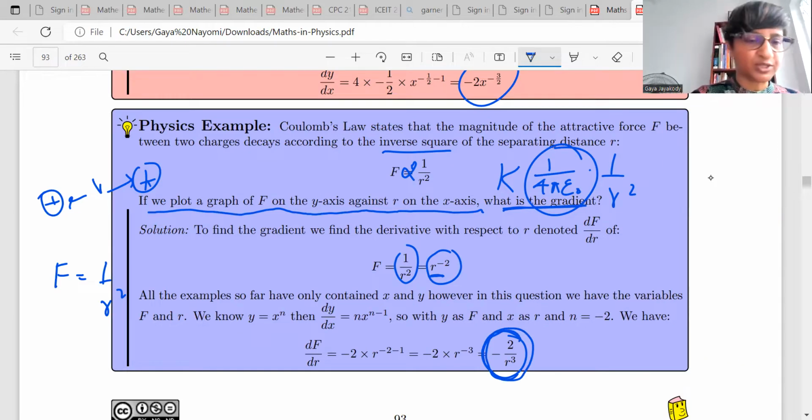In reality, there is actually a constant of proportionality there, and if it came, the k would also come along in the derivative. Right?